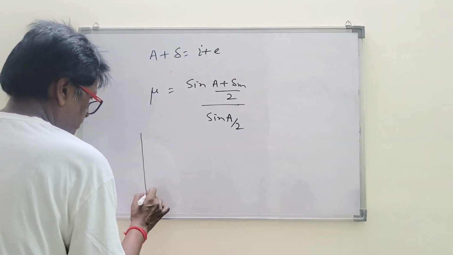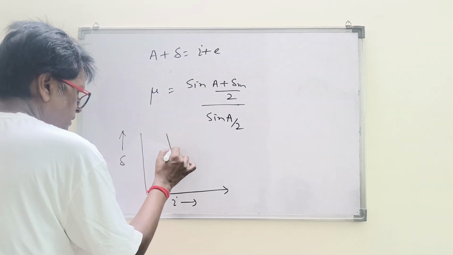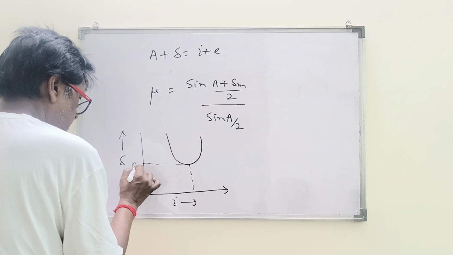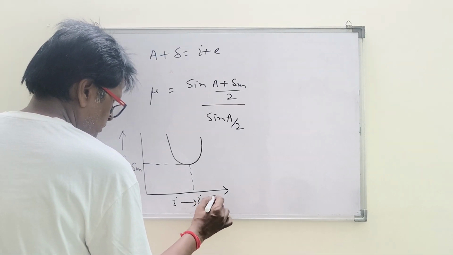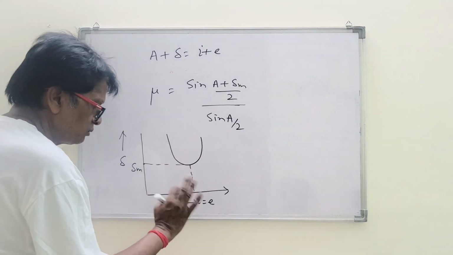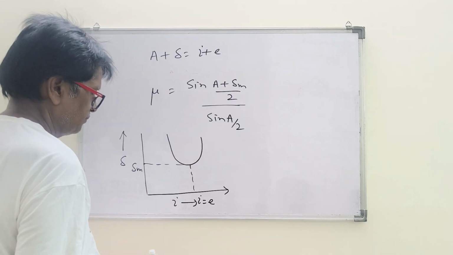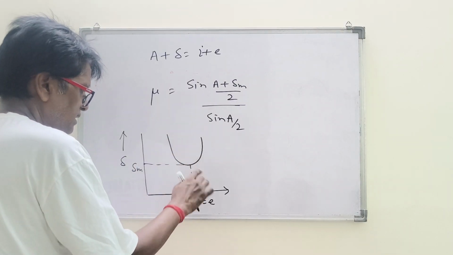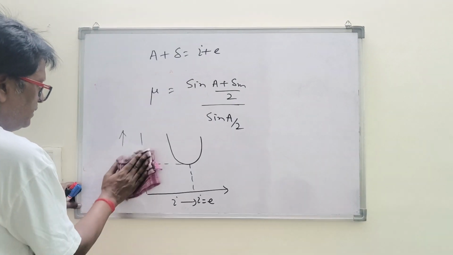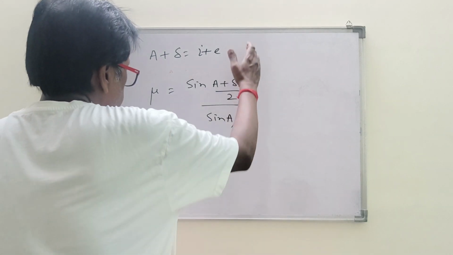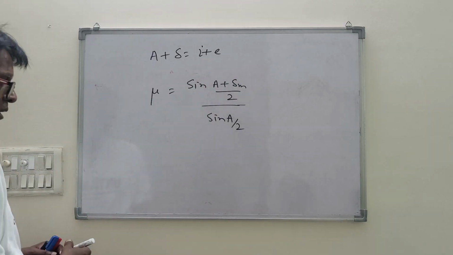When we plot a graph between the angle of incidence I and the angle of deviation delta, we get a U-shaped graph. This point is the minimum deviation delta m, and here we see that I is equal to E. So when the incident angle becomes equal to the emergent angle, in that case the angle of deviation is called the minimum deviation. And this angle is the angle of minimum deviation. Right? Okay, let us move further ahead. So we have these two relations, A plus delta equals I plus E, and mu equals sine of (A plus delta m) by 2 upon sine of A by 2.